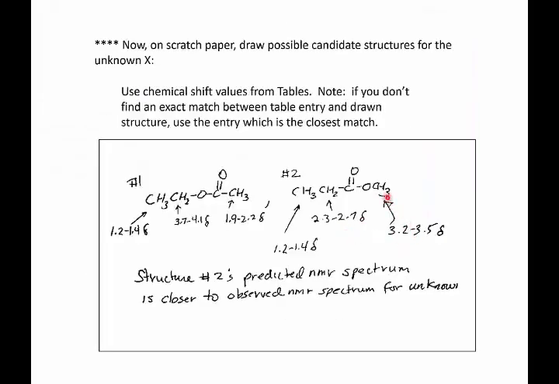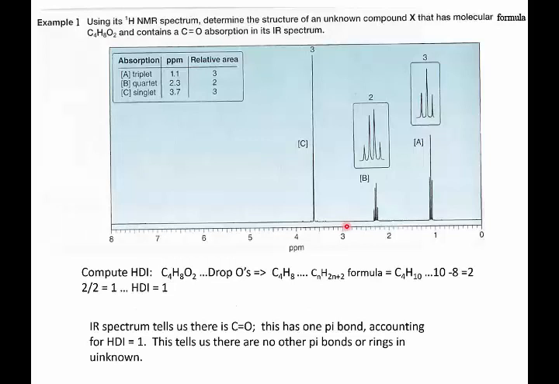The CH2, this is going to be a quartet. It's neighbored by 3, add 1, you get a quartet. That's 2.3 to 2.7. And let's see what it is in the spectrum. That would be signal B, the quartet. And let's see, it's about 2.3. And you see that's pretty close.